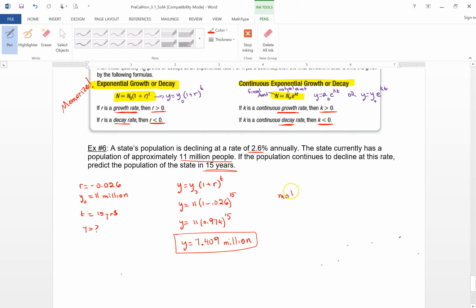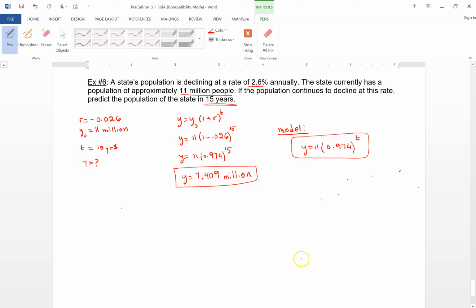Sometimes what they ask you for is the model. When you're asked for the model, this is what you should write. y equals 11 times 0.974 to the power of t. Because then you can graph that model and you can do all sorts of things with it. So this is it.